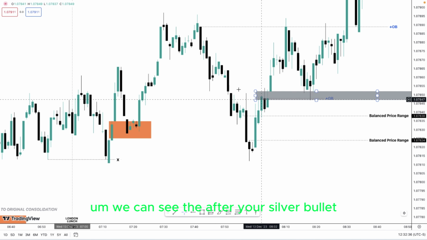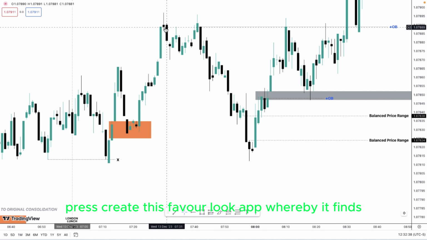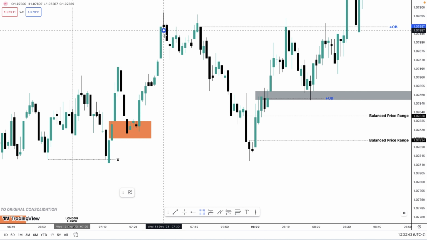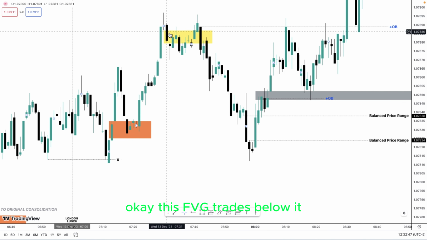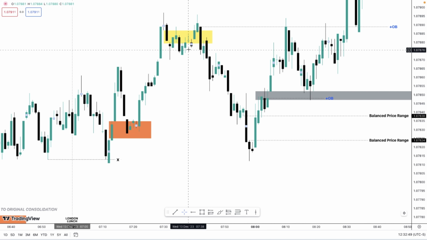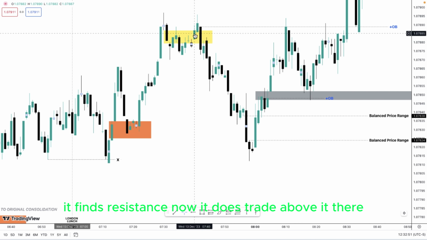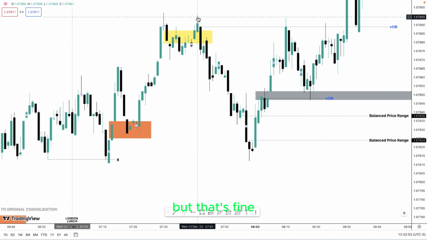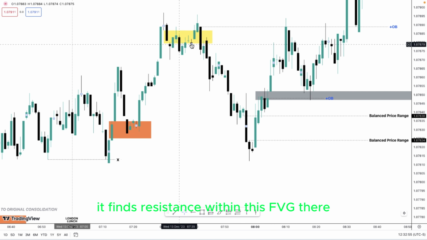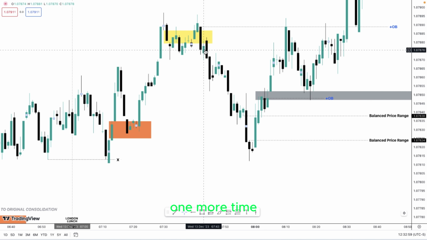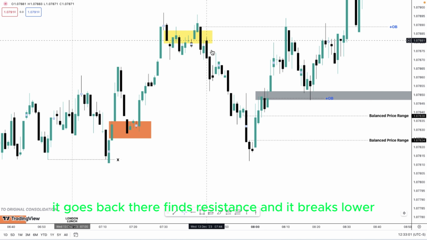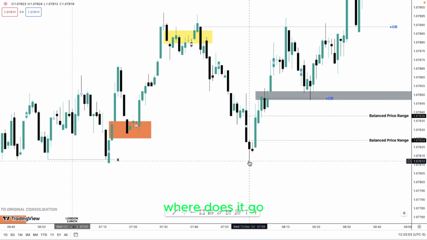We can see that after your silver bullet, price creates this fair value gap, trades below it, and finds resistance. Now it does trade above it there, but that's fine. It finds resistance within this fair value gap. You can even see after it trades below it one more time, it goes back there, finds resistance, and then it breaks lower. Where does it go?